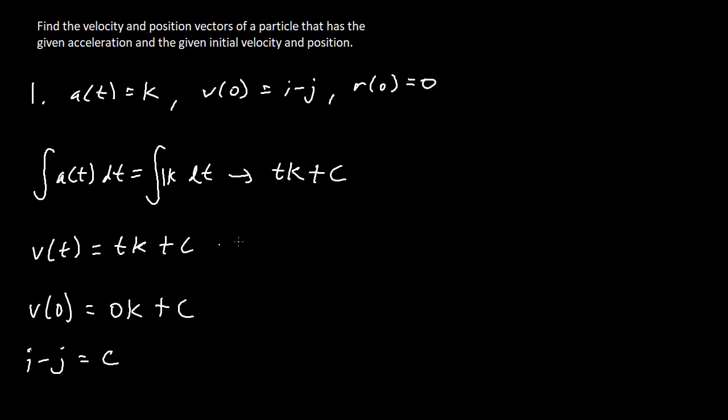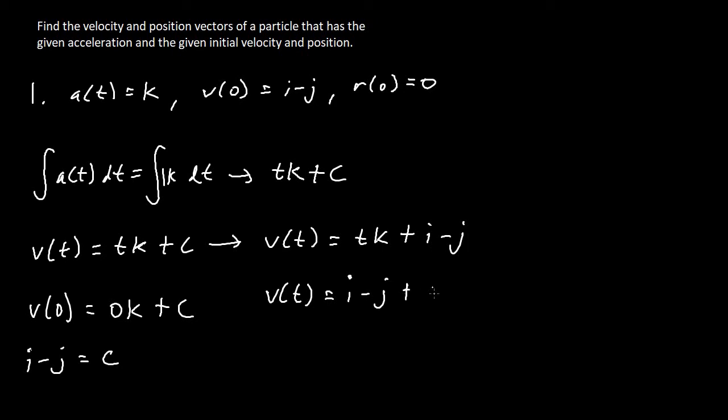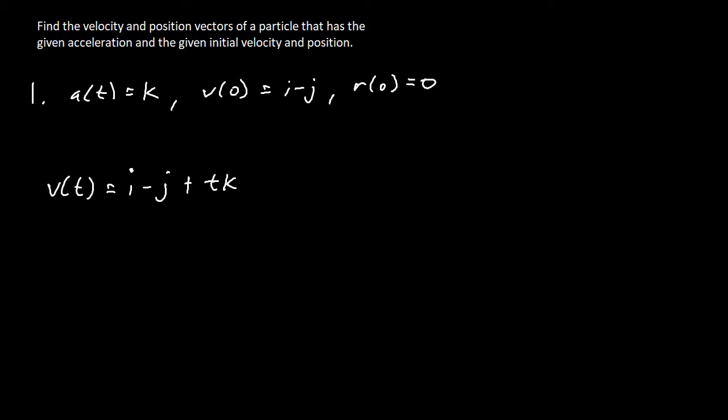Now if we go ahead and rewrite the velocity equation, v of t is going to be equal to t k plus c, which is equal to i minus j. So we get plus i minus j. So if I rearrange all the unit vectors, v of t is going to equal, let's put i first, since that's the x component, then minus j, and then plus t k. So now let's go ahead and find the position vector. So the position is obviously going to be the integral of velocity. So let's go ahead and integrate this vector function here.